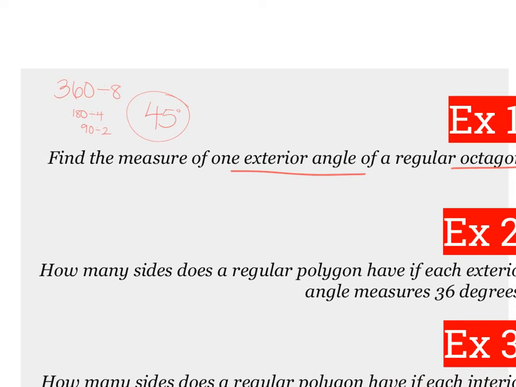Then I'm asked, how many sides does a polygon have if each exterior angle is 36 degrees? I can use that same formula. 360 degrees divided by 36 degrees each gives me the number of sides. 360 divided by 36 has to be 10 sides.